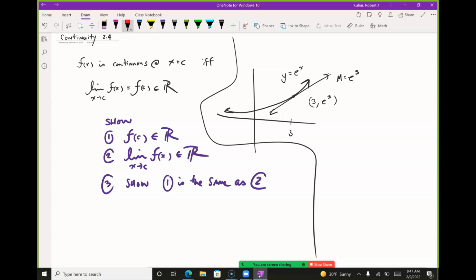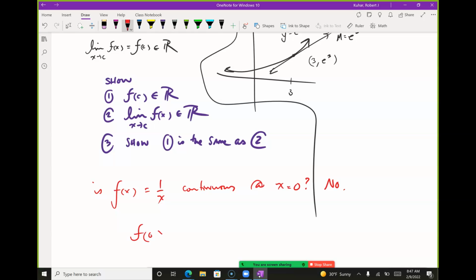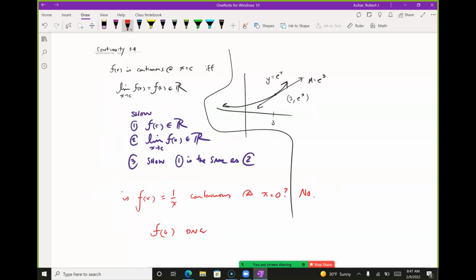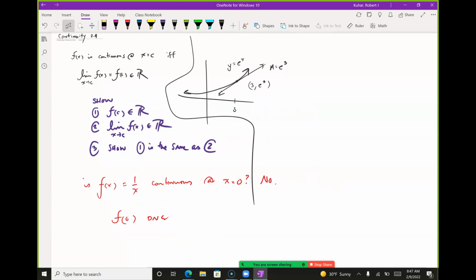Like if I'm looking at, is f of x equal 1 over x continuous at x equals 0? No. It's obvious, because f of 0 does not exist. So it fails step 1. For most of these types of problems, we're going to have piecewise functions. So let me look at a particular function from the book.